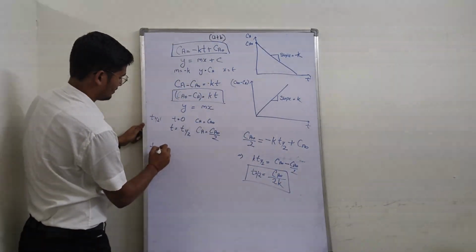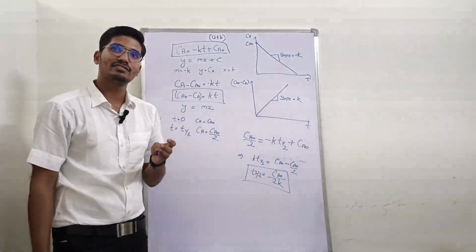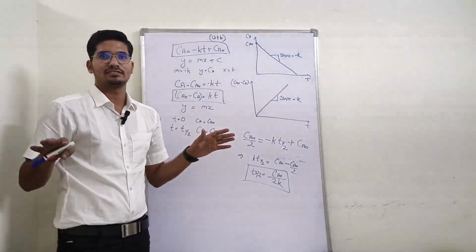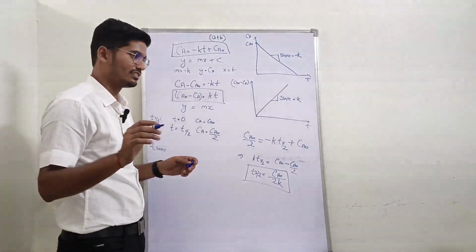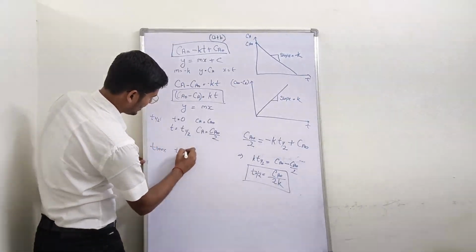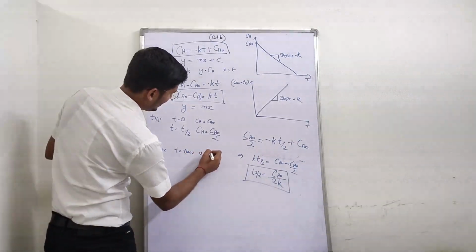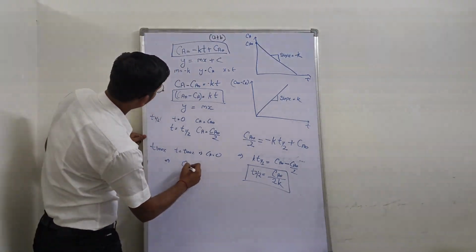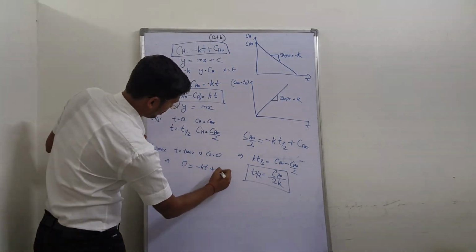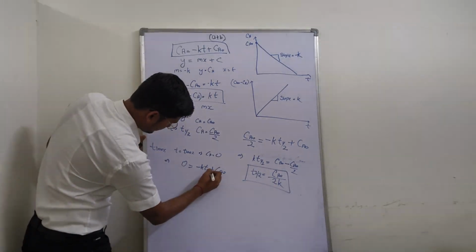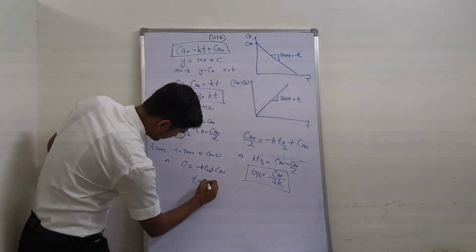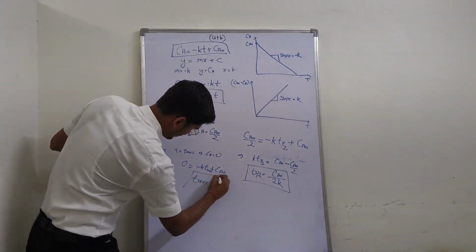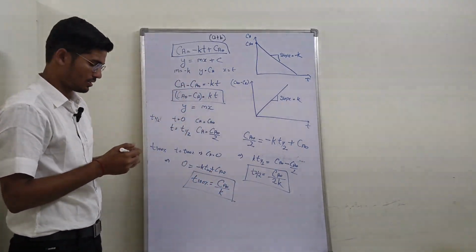Similarly, 100% life. What is 100% life? 100% life is the time at which the concentration of reactant A disappears. Like there is no reactant present in the reaction system. So at T equals T 100%, Ca equals 0. By putting it in this equation again, 0 equals minus Kt plus Ca naught. So T 100% for a zeroth order reaction is Ca naught by K. This is our formula. Okay.